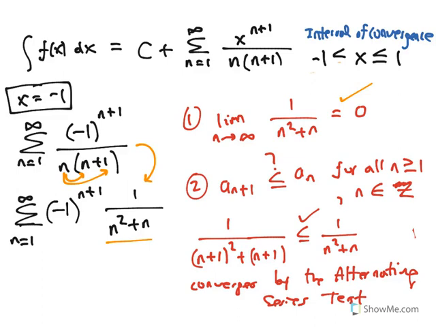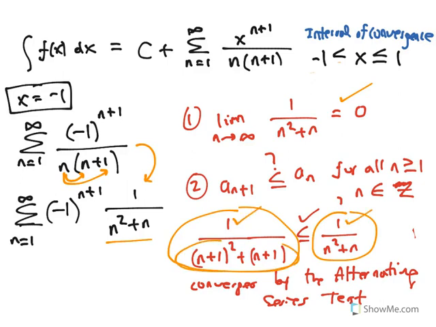And we check for this other condition: is the n plus 1th term less than or equal to the nth term for all n? And the answer is yes. If you look at the n plus 1th term, which is what we have here, and compare it to the nth term, the numerators are the same, so the fraction with the larger denominator will be smaller.